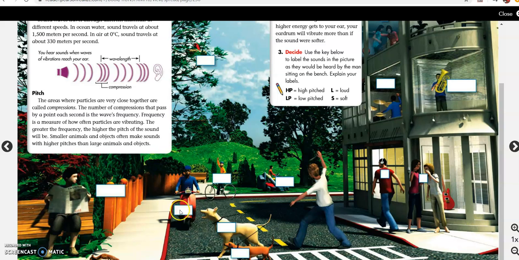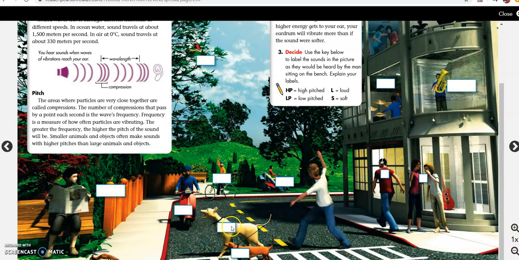Let's look at this guy on his motorbike right here. We're not going to bother with pitch, but would this guy be loud or soft? He would be loud, right? Motorbikes aren't necessarily quiet. You would hear him just as he's going on.